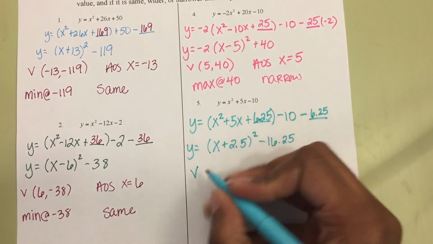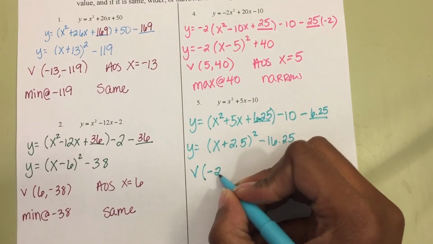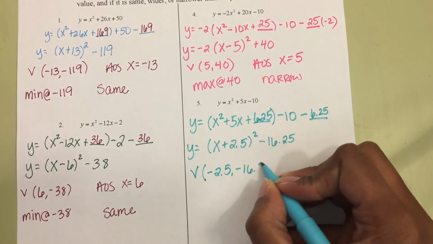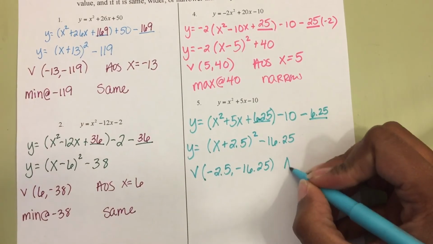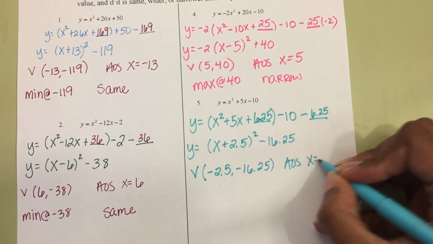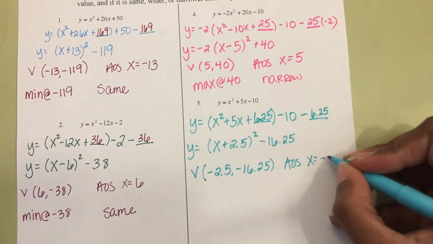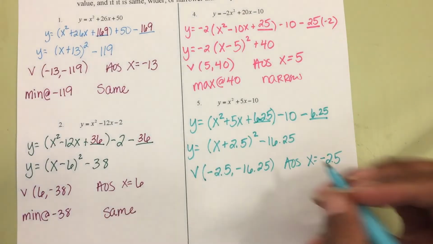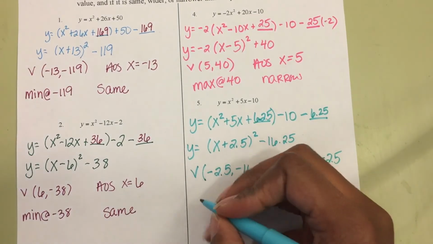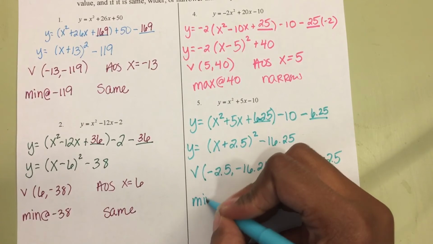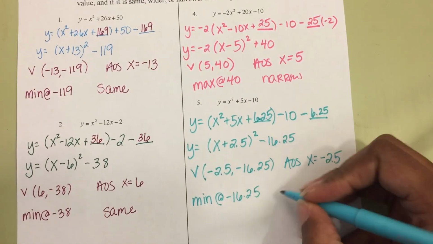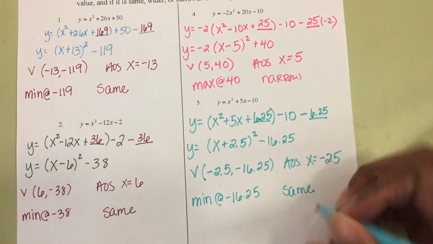And so your vertex, opposite sign, so negative 2.5 and negative 16.25. Your axis of symmetry is x equals negative 2.5. A is 1. So since A is 1 and it's positive, it's a minimum at negative 16.25. And because A is 1, it's the same.